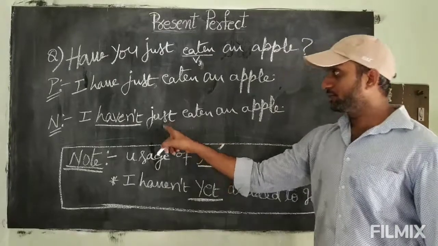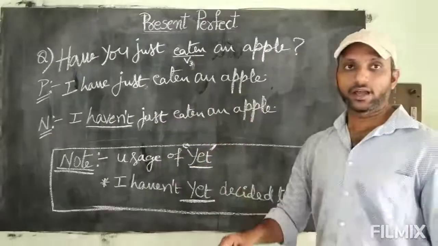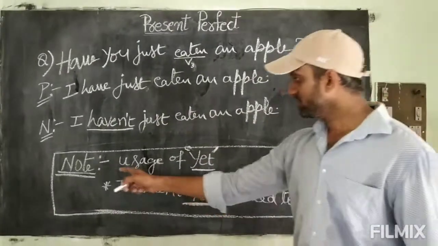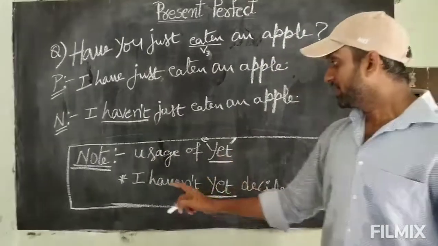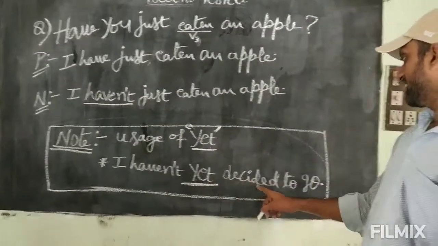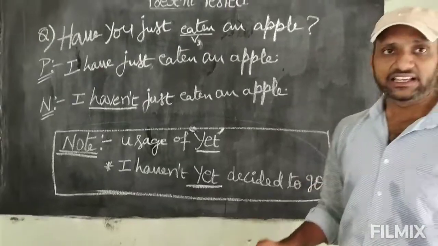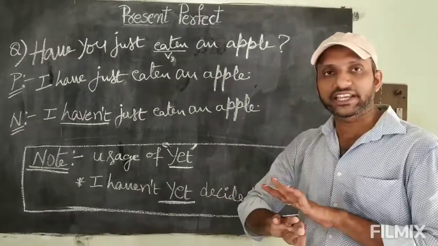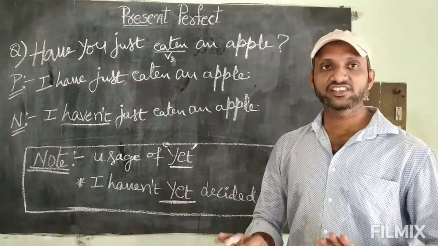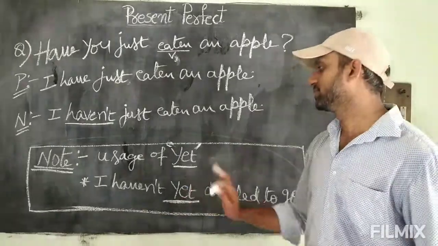We know how to use just. Let us see how to use yet. Usage of yet: I haven't yet decided to go. In the sense, the decision is not at all taken by him. The action is not at all decided by him.